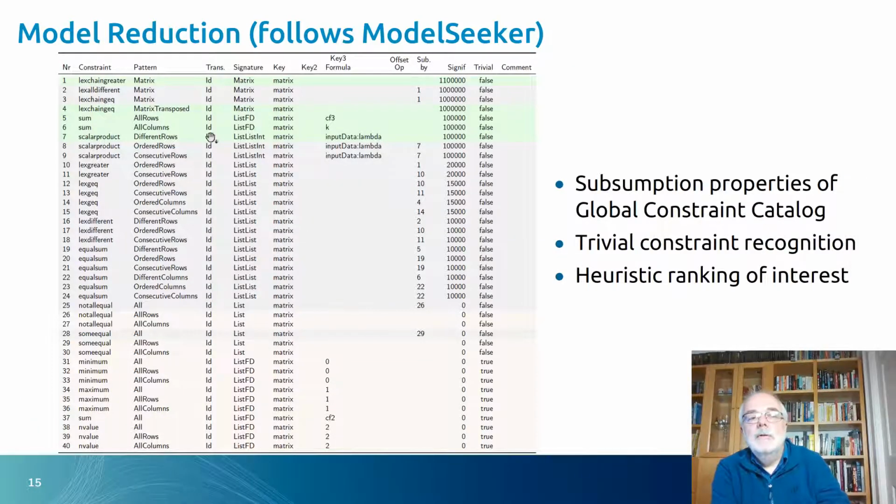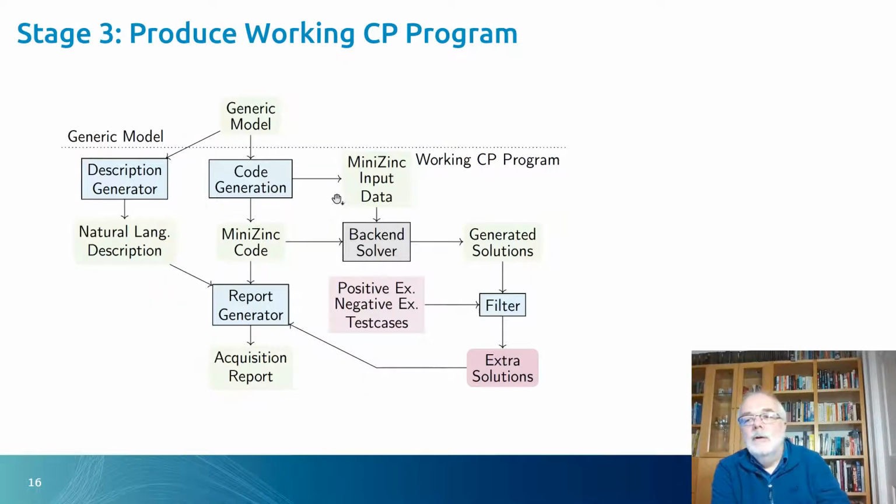We then feed this to the model reduction, and we throw away all the constraints that we don't like. This is following the ModelSeeker. I'm not going to talk about that very much. And then we are producing a working CP program where we are taking the generic model and running this through some code generation that produces both the MiniZinc code and the MiniZinc input data that we can then feed to MiniZinc and the backend solver to generate solutions and see whether these are extra solutions that we haven't seen before. We also have a description generator that produces a natural language description, and all of that feeds into a report generator that produces the overall report that we can look at.